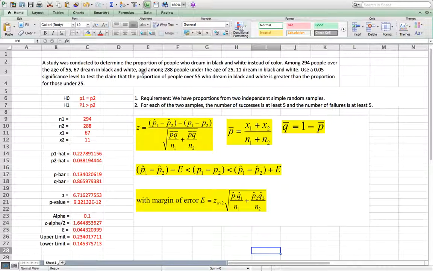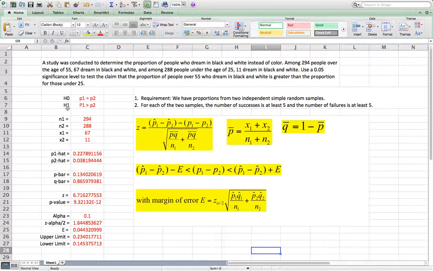So we know we have two populations. One population is the people over the age of 55. Another is the people under the age of 25. So you have two populations. Then we have two samples. One sample is 294 people randomly drawn from population 1, the people over the age of 55. Another sample is 288 people drawn from the population of people under the age of 25. So we list all those things we know.